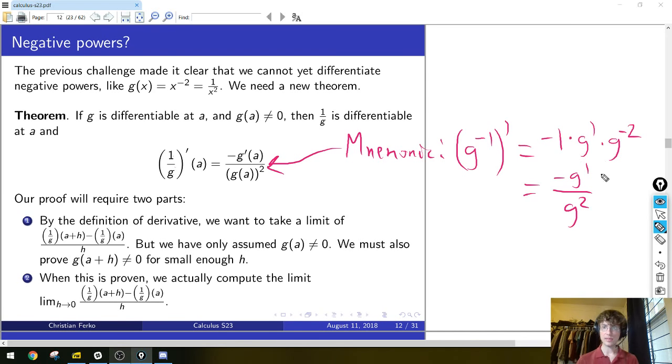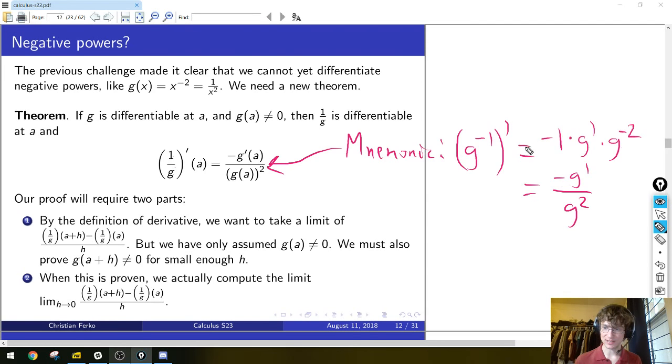And this looks just like the power rule we just derived, except with a negative 1 as the power. Right, because what we did in the mnemonic was pull down the minus 1. That's where this negative sign comes from. And then we have a g to the power minus 2 left from subtracting 1 in the exponent. So that's why there's a g squared downstairs. And then you're left with taking the derivative of g. The only thing to remember is that now there's a g prime in the numerator. So again, this is just a mnemonic.